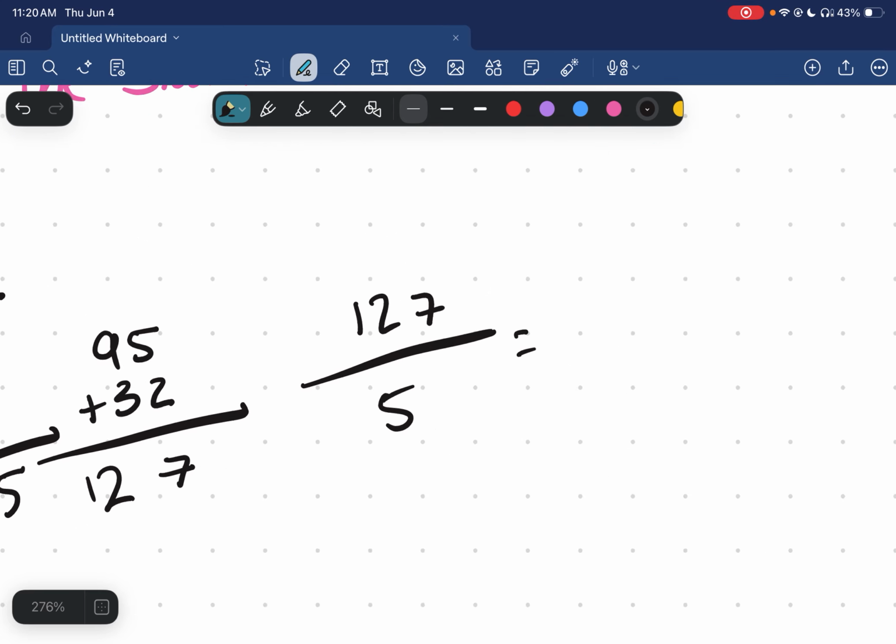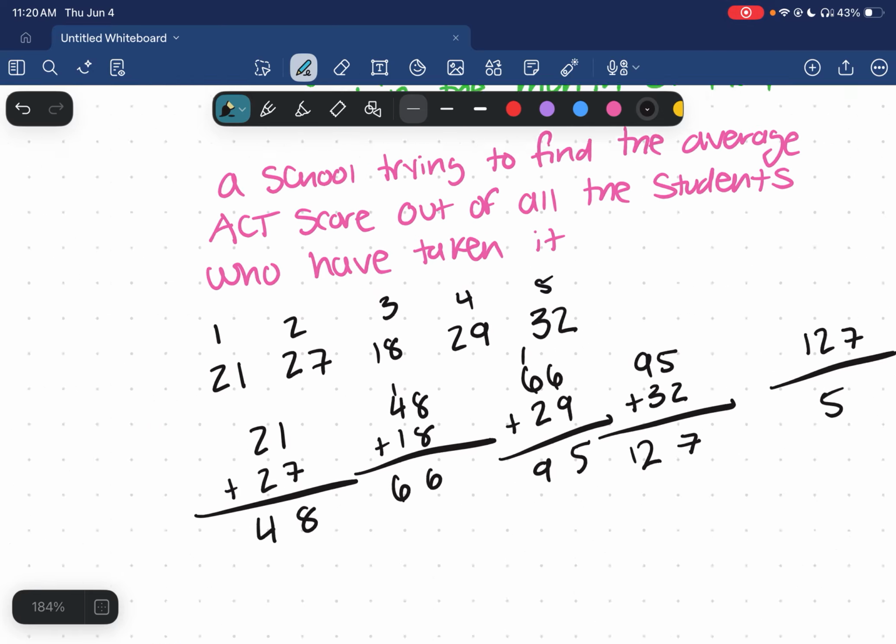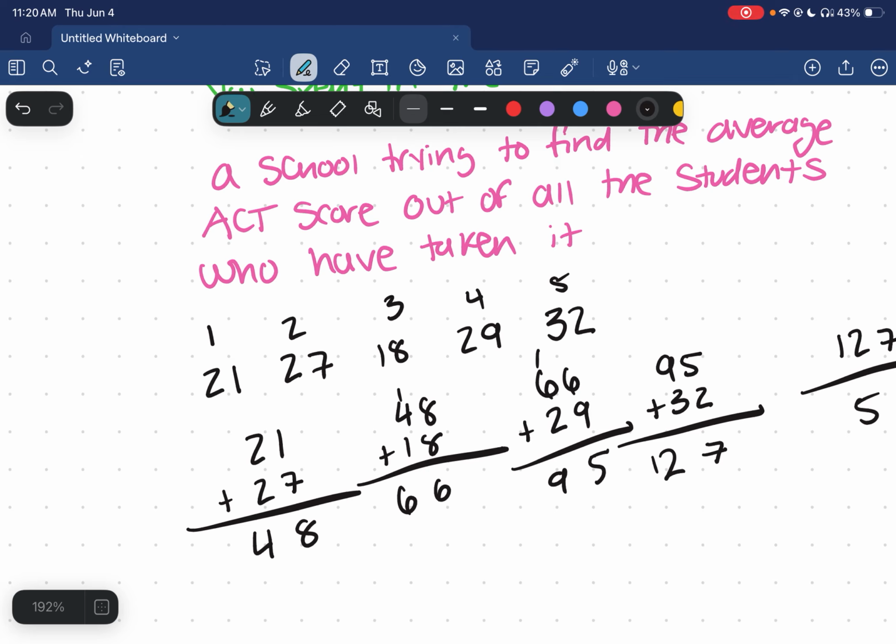And I will put this in my calculator. So 127 divided by 5 is an average score of 25.4 amongst these 5 students. All right.